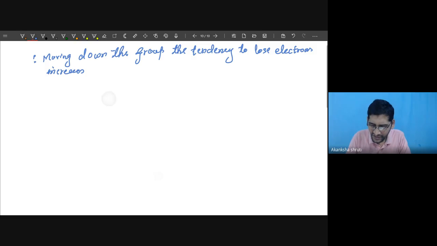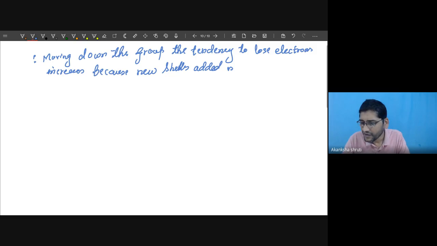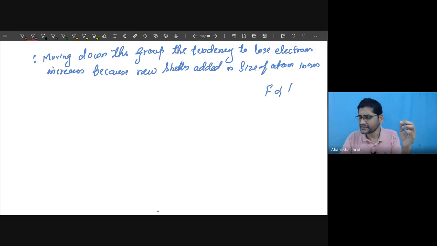Why? Because new cells are added, or the size of the atom increases. So the inner electrons act as shielding for the outer ones. If something is far away from you, then controlling it is very difficult, or attraction decreases, because the nucleus is positive charge, the electron is negative charge, and we know that this force of attraction varies as the square of their distances.